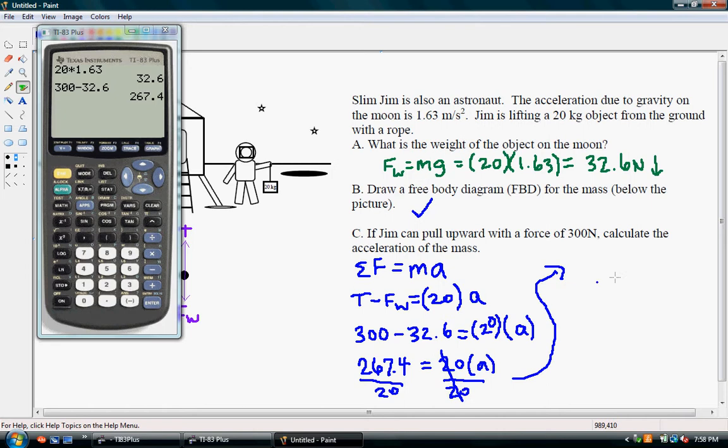So our acceleration equals 267.4 over 20. We have our 267.4, and we can divide our answer by 20, and that gives us 13.37 meters per second squared. So it's accelerating very quickly. And we're done.